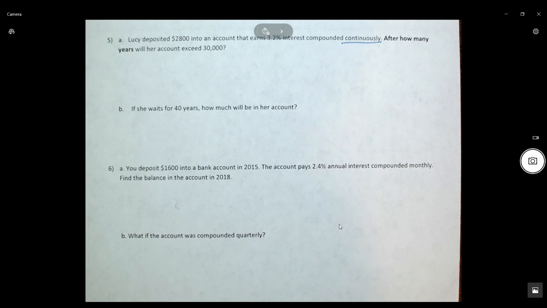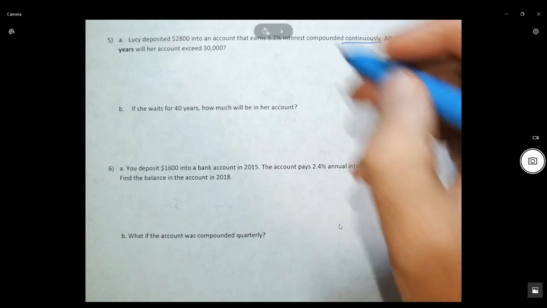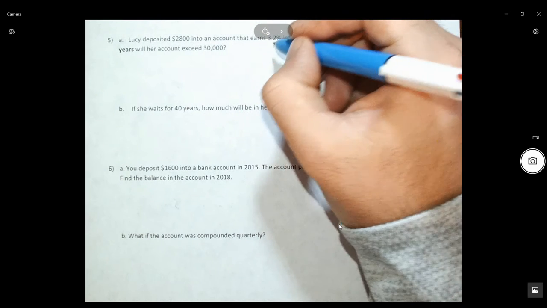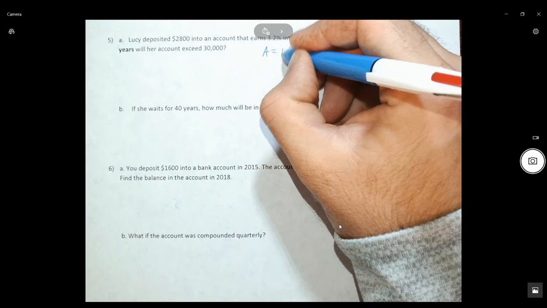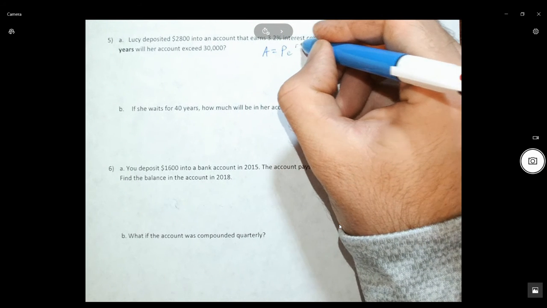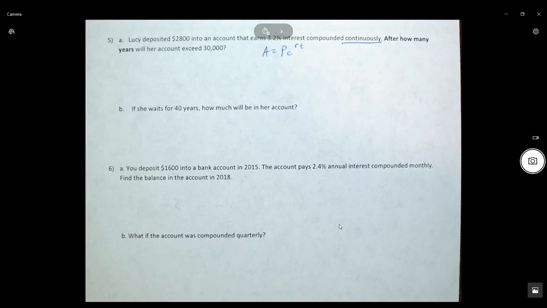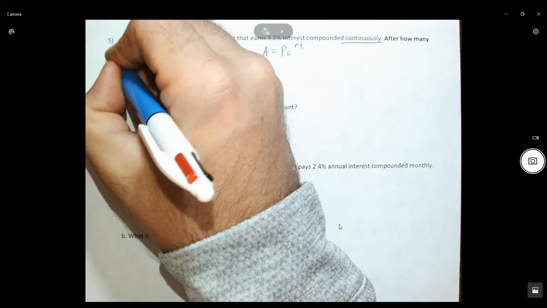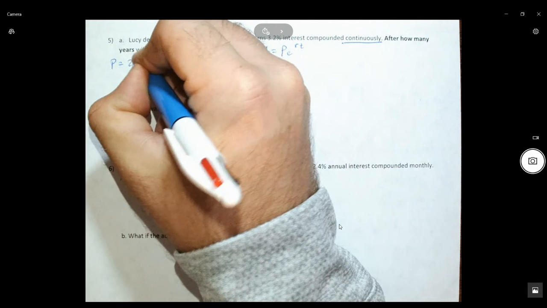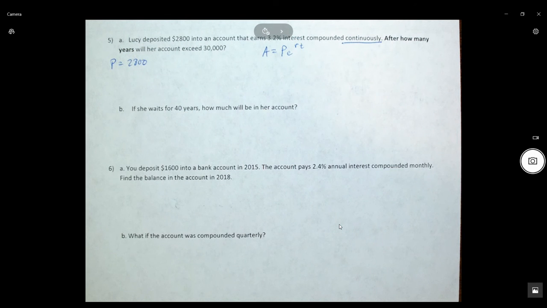All right, on the front we said continuously. We're going to use PERT. So for this PERT, A is equal to P times E to the RT power. All right, let's label what we know. So the $2,800 that she initially starts with is our principal, or our starting amount. So that's going to be P.